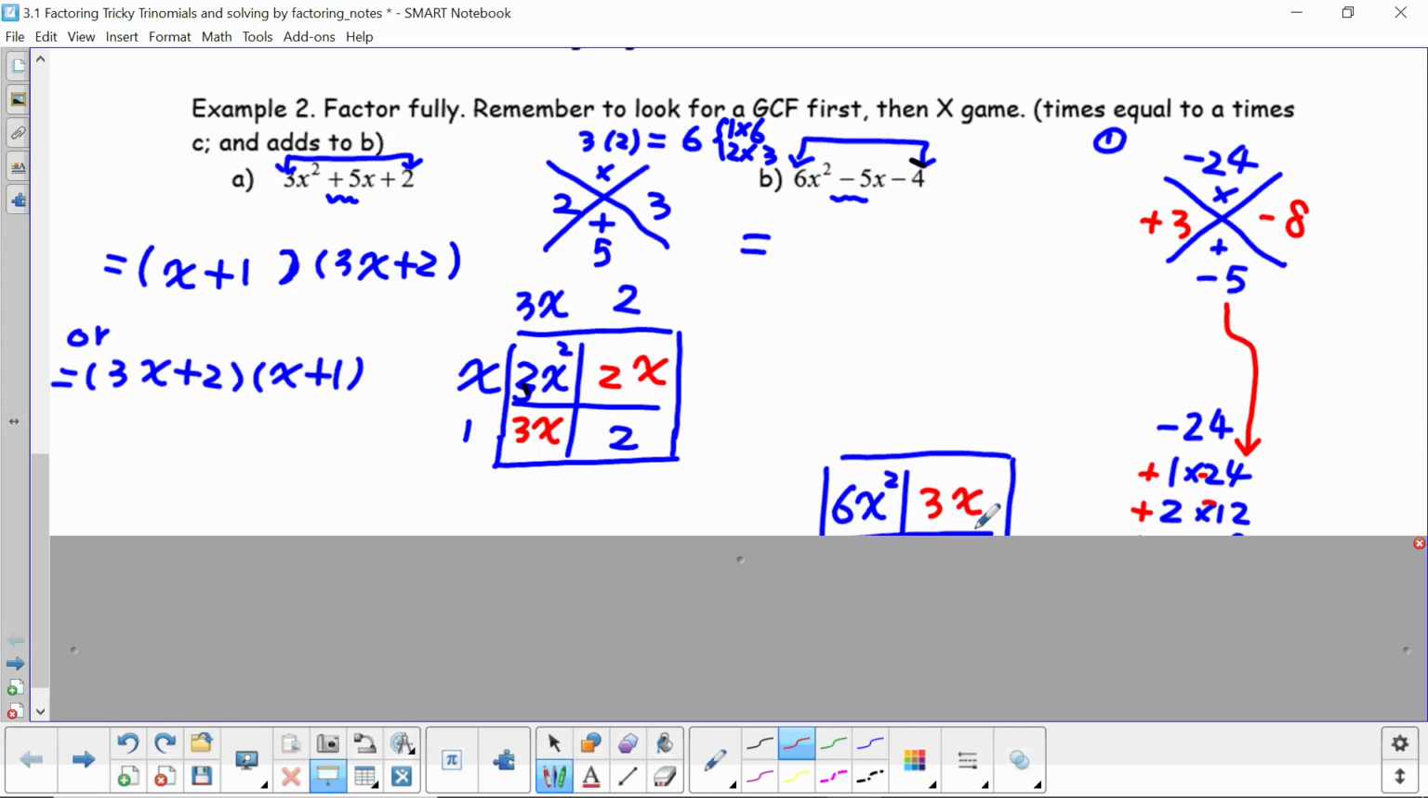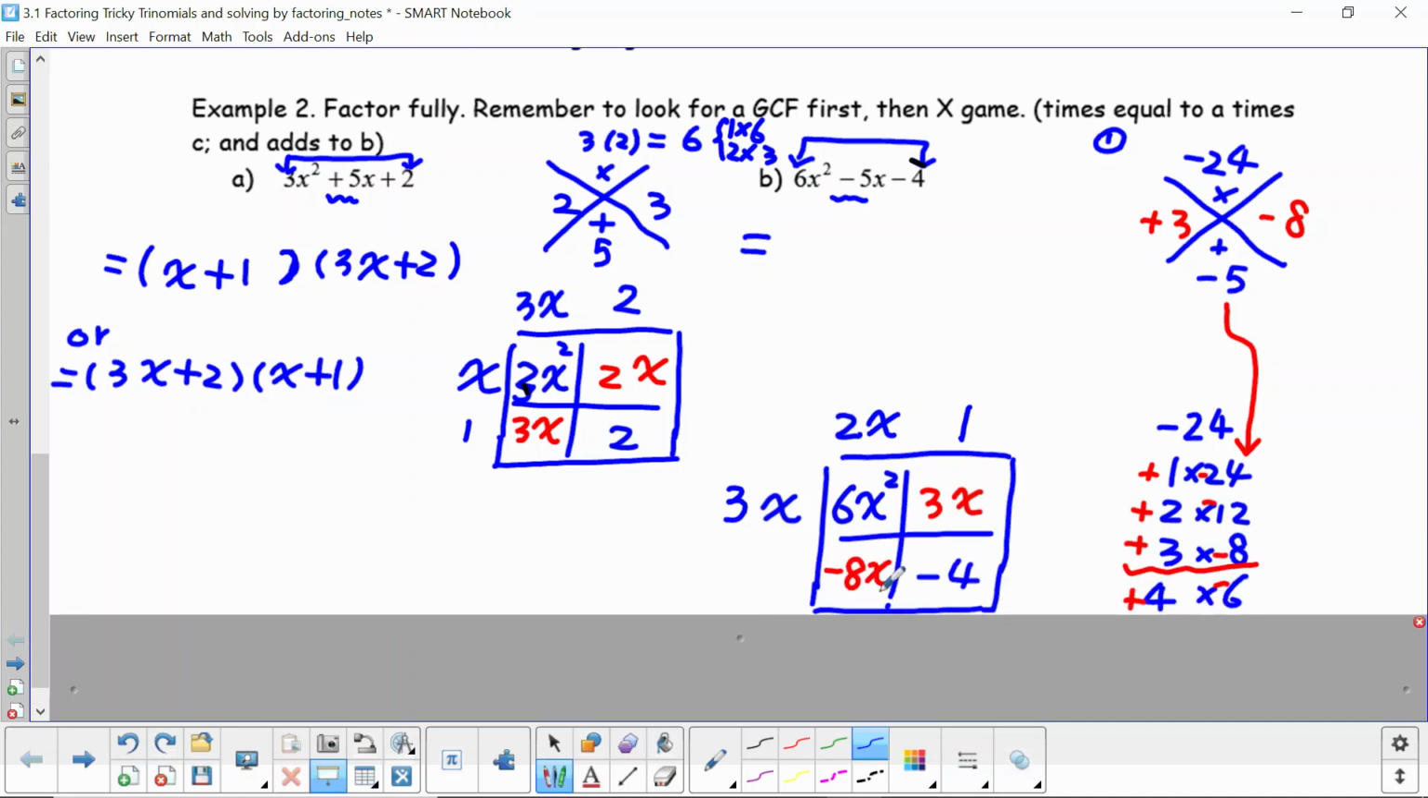6x squared, 3x. 6, 3, you have common factor 3. x squared, x, the lowest degree is x. Then we do the greatest common factor for the first row. 6x squared divided by 3x. 6 divided by 3 is 2. x squared divided by x is x. 3x divided by 3x will give you 1.